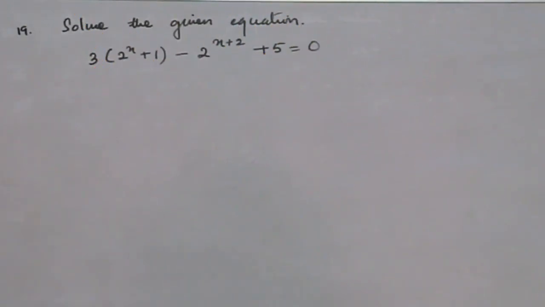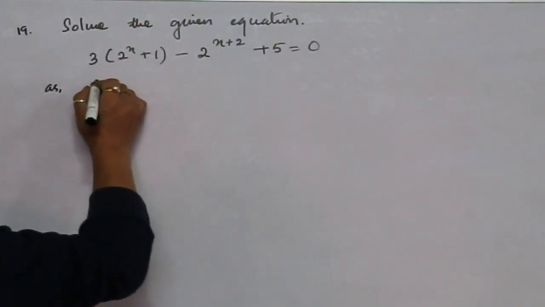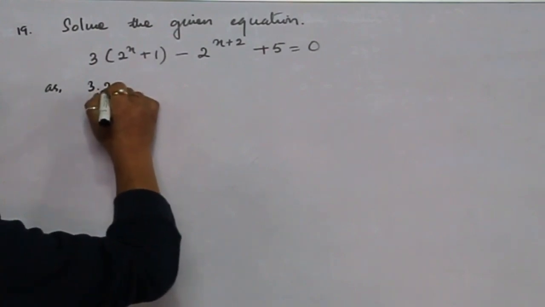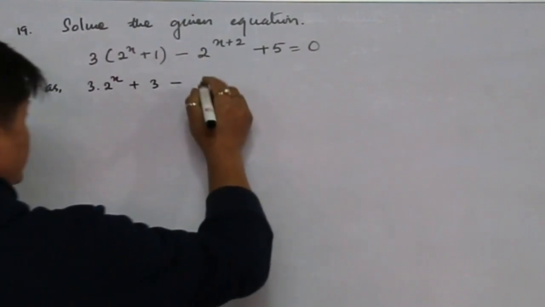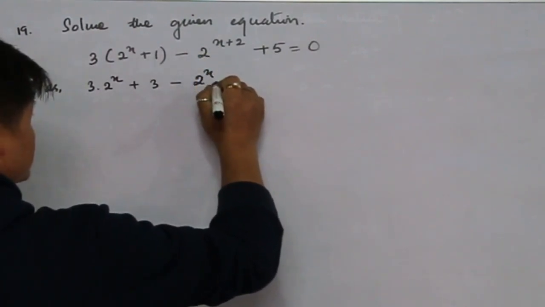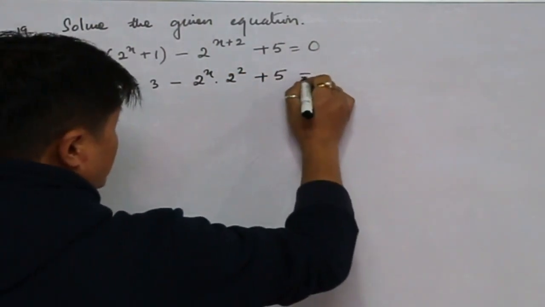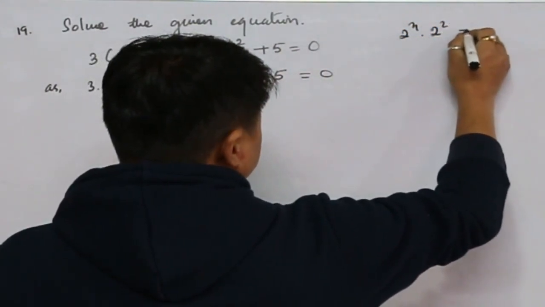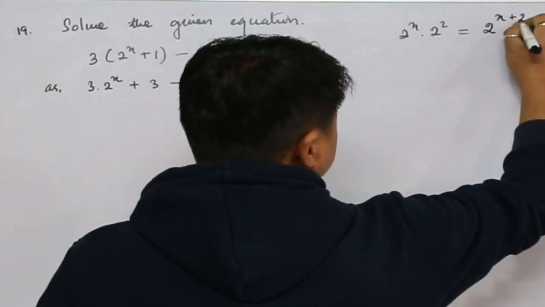Next, solve the given equation. In order to solve this equation, we have to find the value of x. This can be written as, open the bracket, 3 into 2 to the power x plus 3, minus, open the bracket, 2 to the power x into 2 to the power 2, plus 5 equals 0. Here 2 to the power x into 2 to the power 2: when like terms are multiplied, powers are added, so 2 to the power x plus 2.